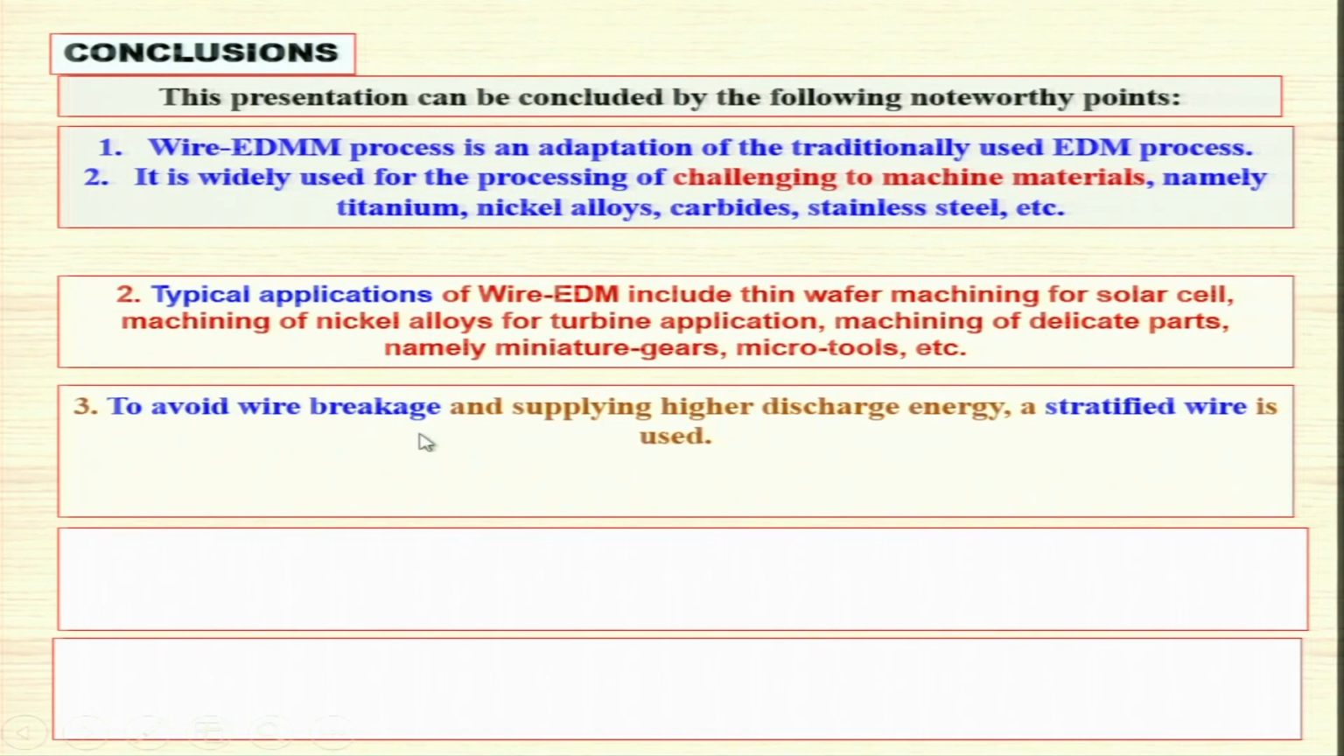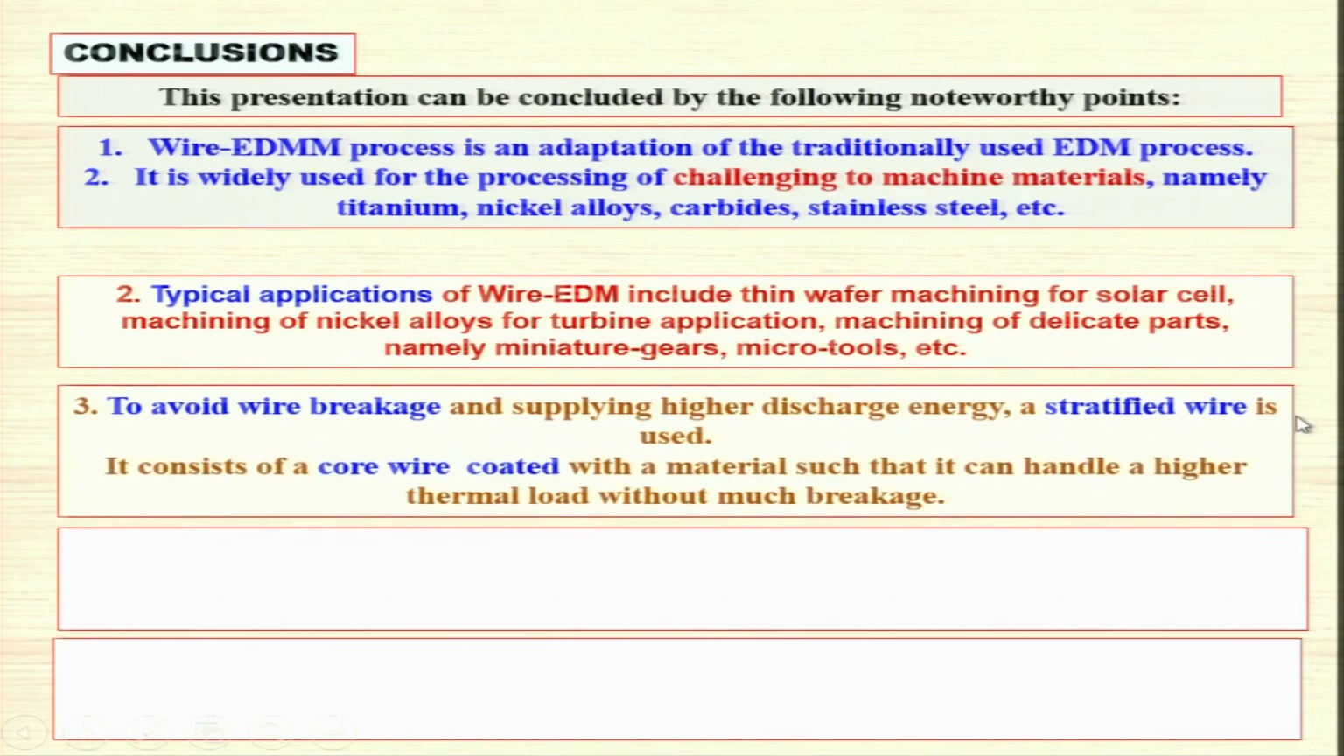To avoid wire breakage and supplying higher discharge energy, a stratified wire is used. How it works we have already seen, stratified wires and what are its advantages. It consists of a core wire coated with a material such that it can handle a higher thermal load without much breakage, and we have seen that one of the materials used for coating was zinc.